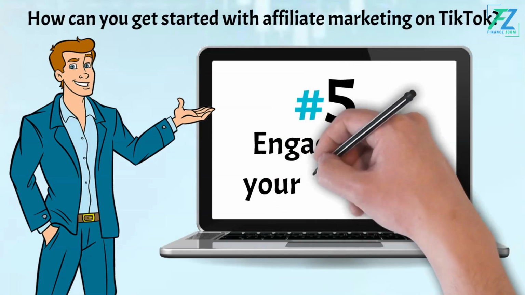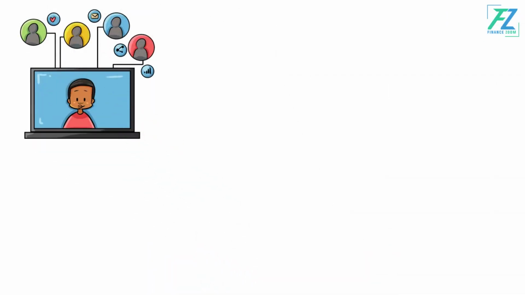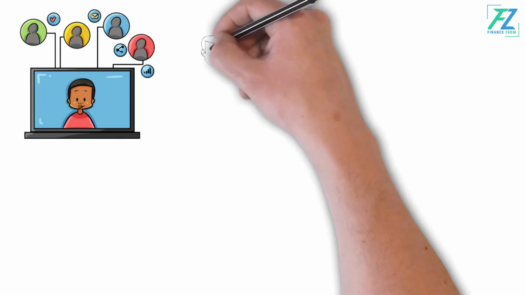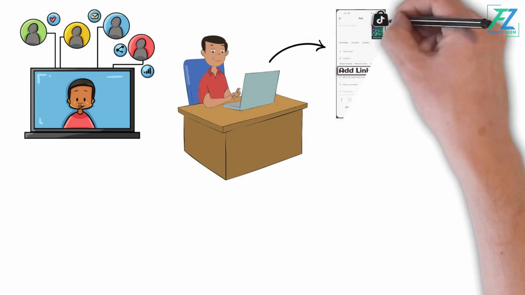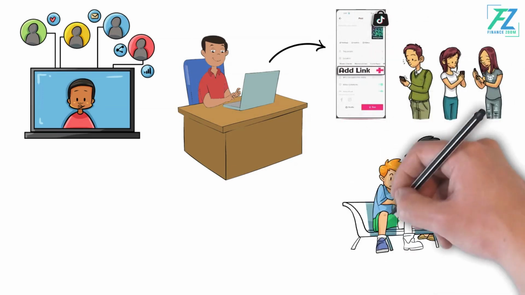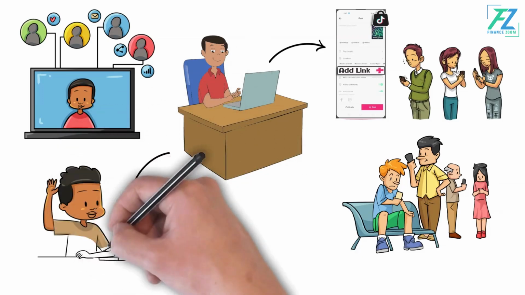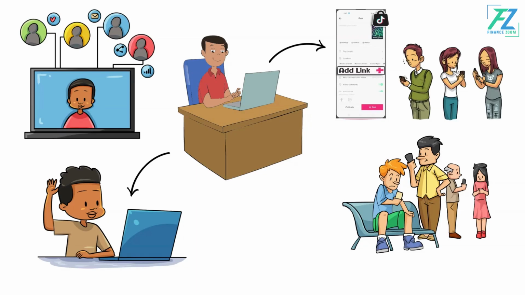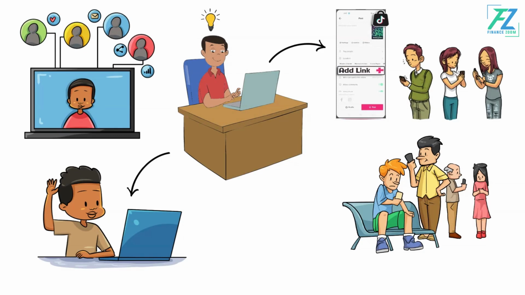Number 5. Engage with your followers. Engaging with your followers is crucial when it comes to affiliate marketing on TikTok. It's not enough to simply create great content and include your affiliate link. You need to build a relationship with your audience and earn their trust. If someone asks a question about a product you've promoted, make sure to answer it promptly and thoroughly. This will show that you're knowledgeable about the product and that you care about your followers' needs.